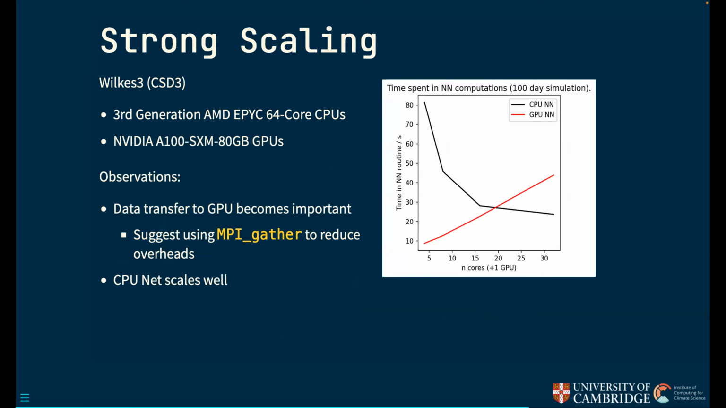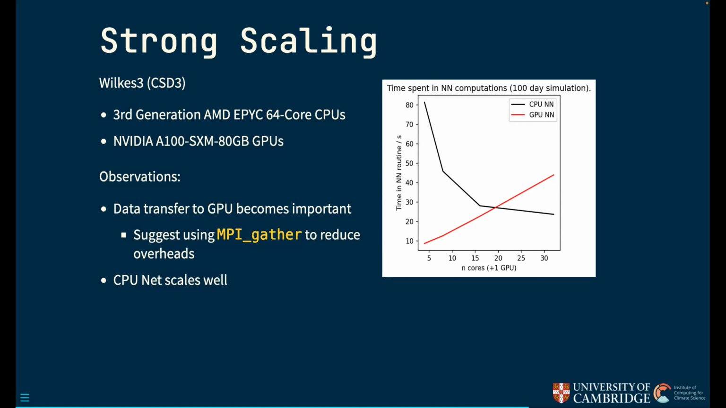Again, looking at some of the computational side of things, we did some checks for strong scaling. This was on Wilkes3, which is the computer we've got here in Cambridge, a tier 2 system, using AMD CPUs alongside NVIDIA A100s. What we've got are results for coupling varying numbers of cores alongside one GPU. We then ran the model using both CPU inference and GPU accelerated inference.